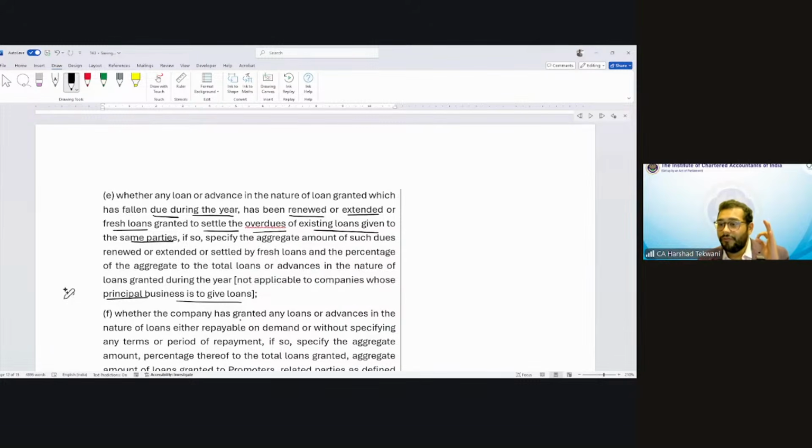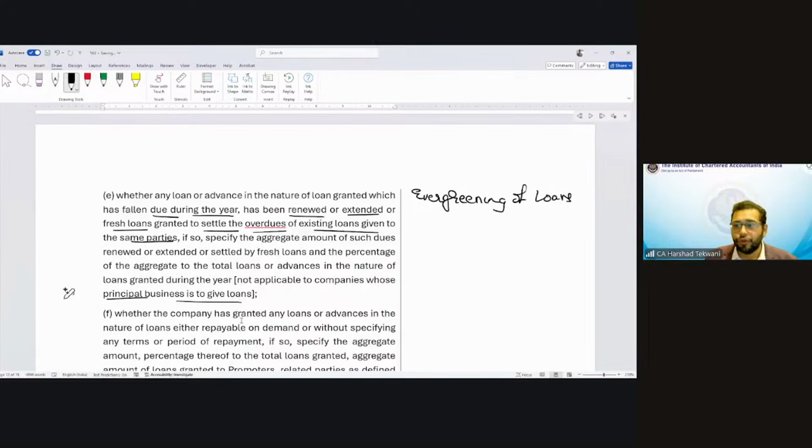This particular situation is called evergreening of loans. That means you are refreshing the loan every time it becomes due, to hide its proper outstanding.